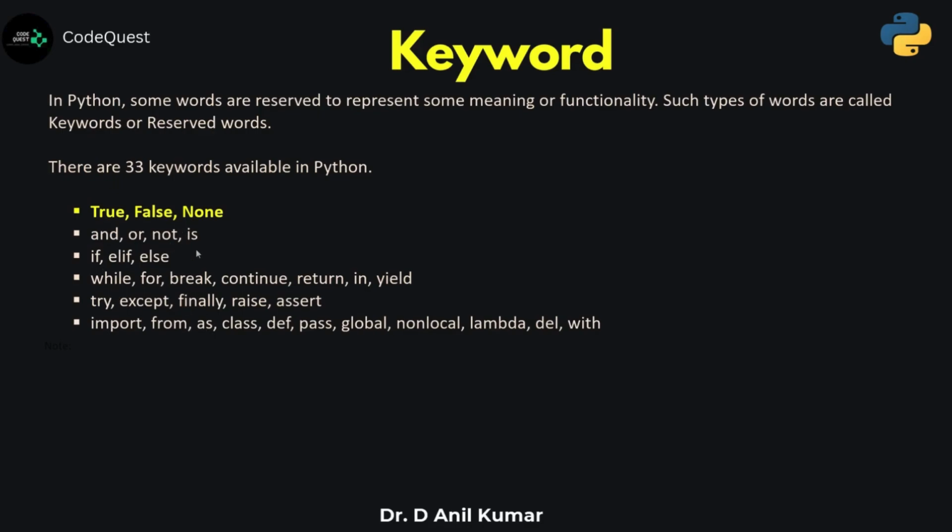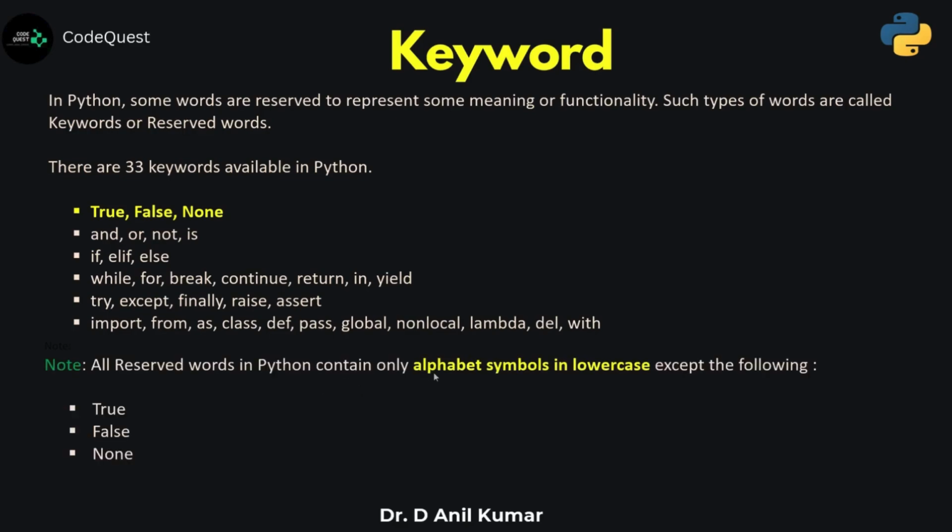Almost every keyword in Python is usually in lowercase letters. You can see in this entire list, all the keywords are in lowercase except these three keywords, that is True, False and None, which begin with an uppercase letter followed by all lowercase.